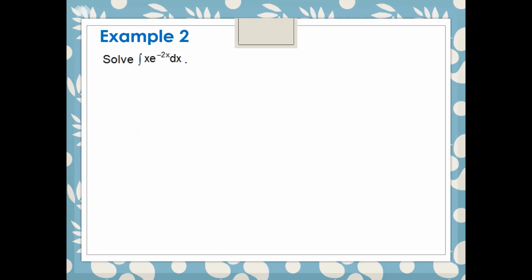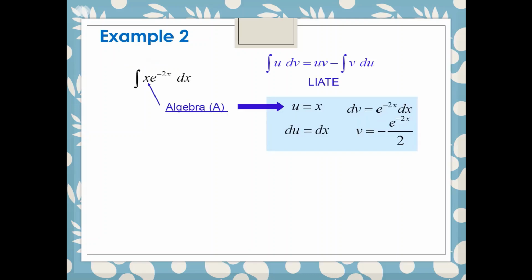You need to solve the integration of x e to the negative 2x dx. This integral consists of algebraic and exponential functions. From LIATE, algebraic comes first. That's why u is equal to x and dv is equal to e to the negative 2x dx. Differentiate the u, the answer is 1, and integrate the v, the answer is negative e to the negative 2x over 2.